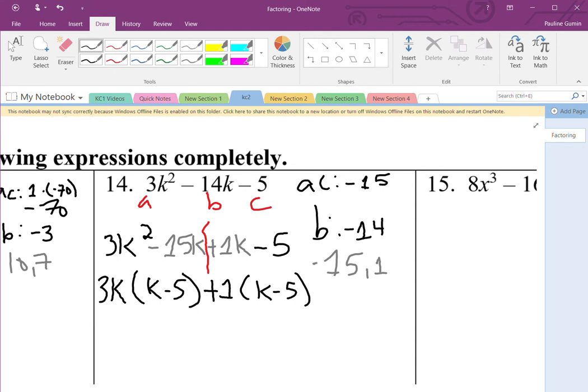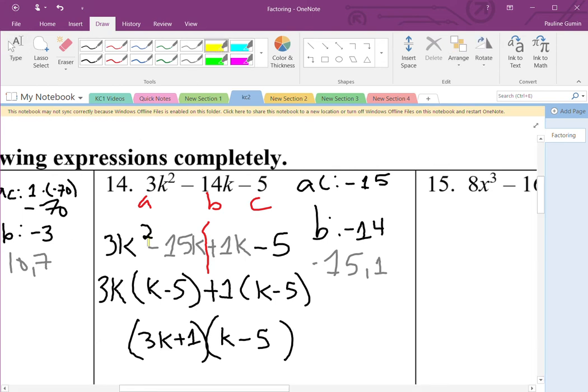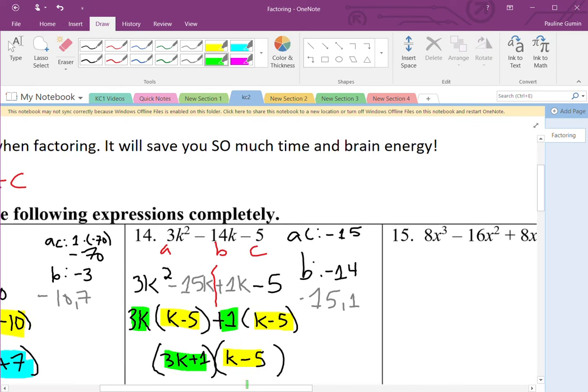Fantastic. We ended up with two k minus 5s, which means we did it right. And we have two outside numbers, 3k plus 1. Right now, I feel like writing 3k plus 1 in this parenthesis and k minus 5 in this one. Does it matter the order that you put them in? No, as long as one parenthesis has k minus 5 and the other one has 3k plus 1. If the k minus 5 one is on the left and the 3k plus 1 is on the right, it doesn't matter. Again, as long as they're both there.